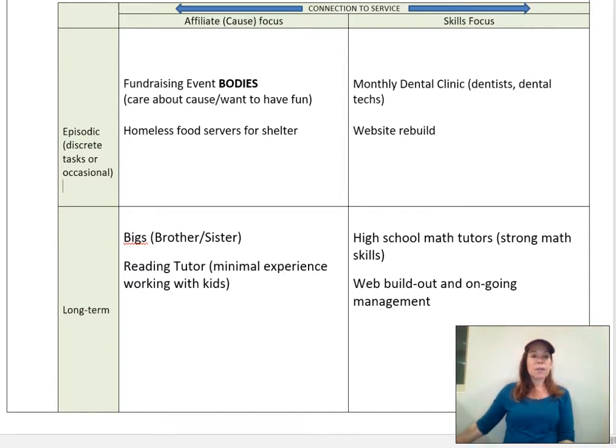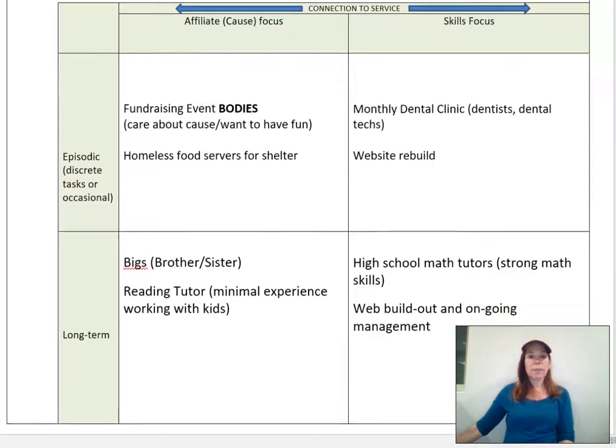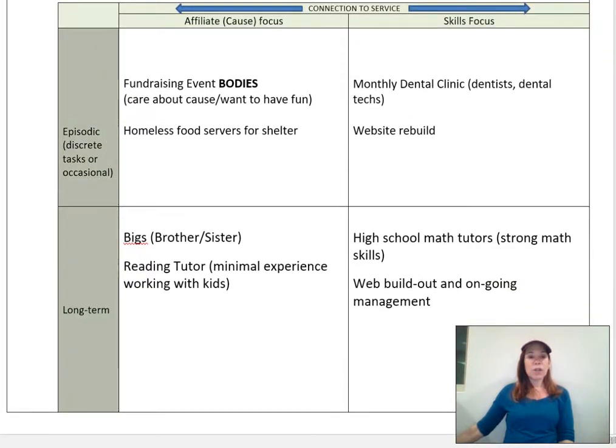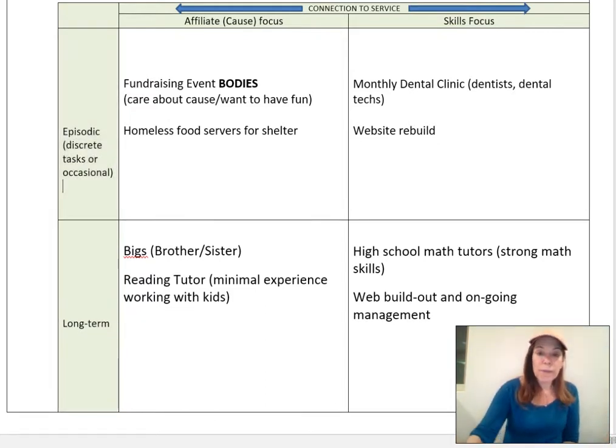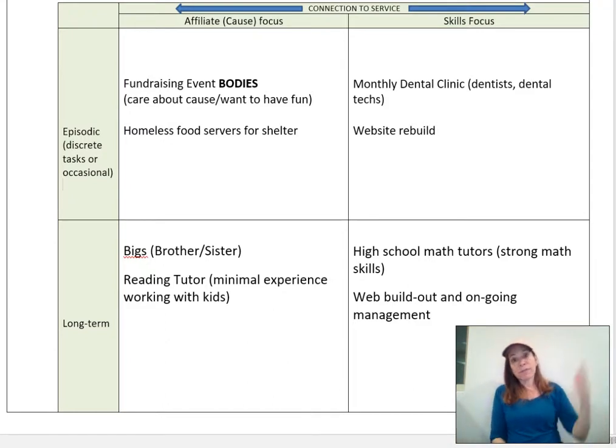Okay, so now let's look at these vertical ideas. And one is episodic and the other is long-term. Episodic work is work that happens once in a while. A very good example, common example of that is fundraisers. Maybe your organization has a fundraiser in the spring and maybe a golf tournament, and then they have another fundraiser in the winter, some kind of holiday party, and you just need bodies.